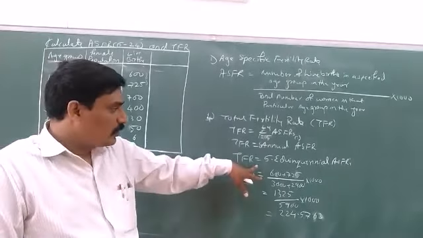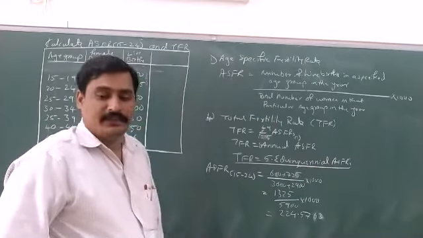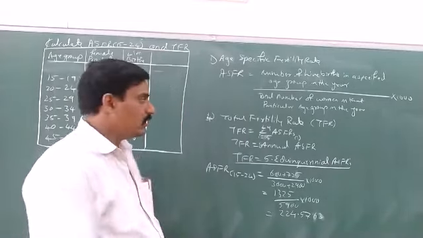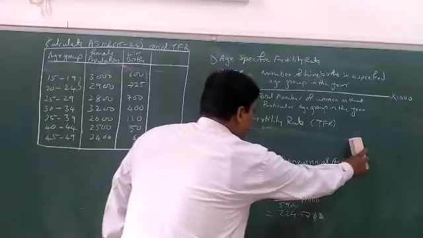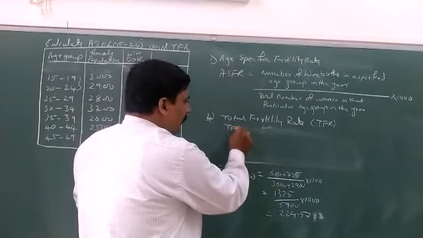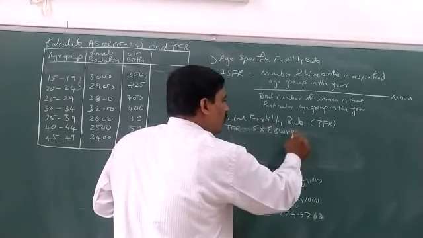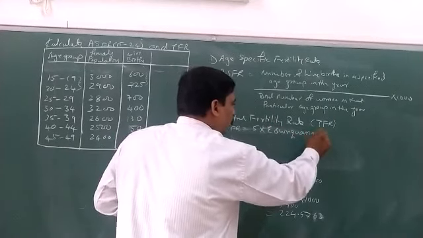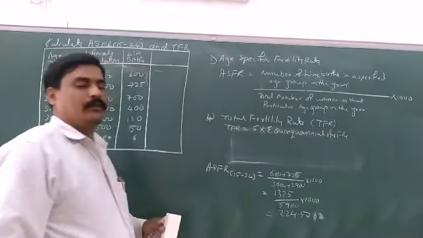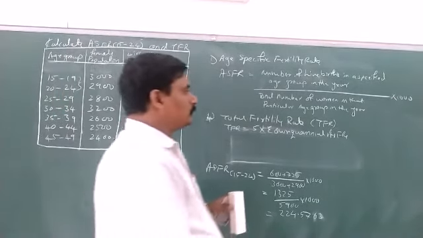So the TFR formula here is TFR is equal to 5 into the quinquennial ASFRs. We are not calculating any individual age ASFRs here. So the formula for calculation of TFR is 5 into summation of quinquennial ASFRs. Okay. So first we will calculate the ASFRs here.